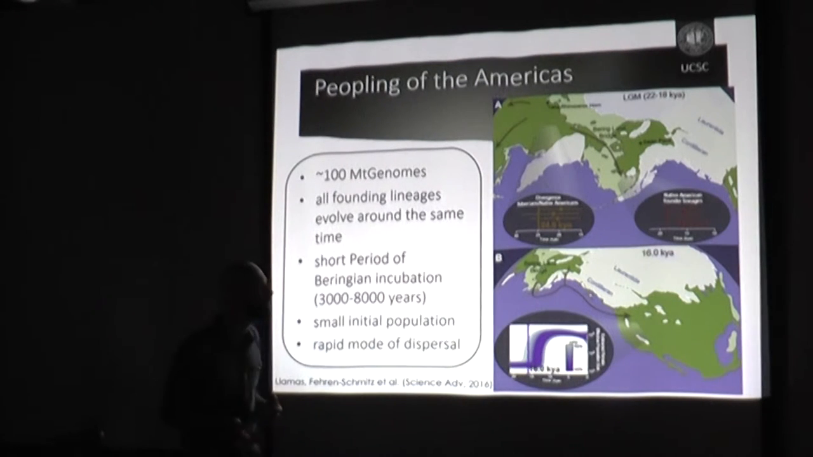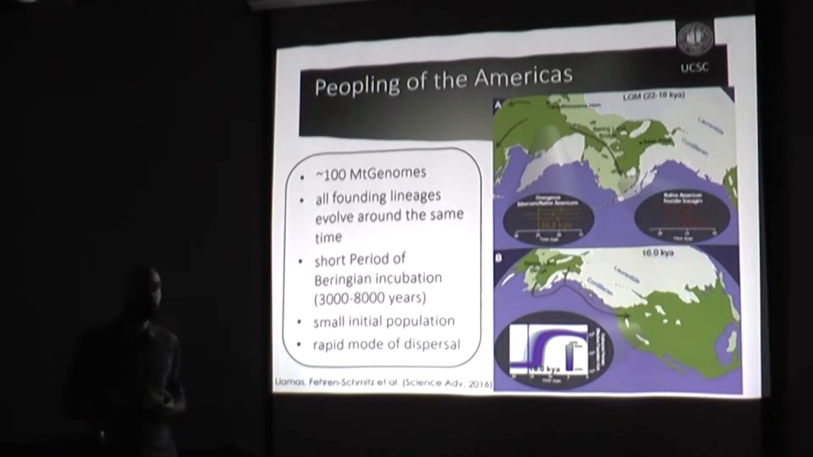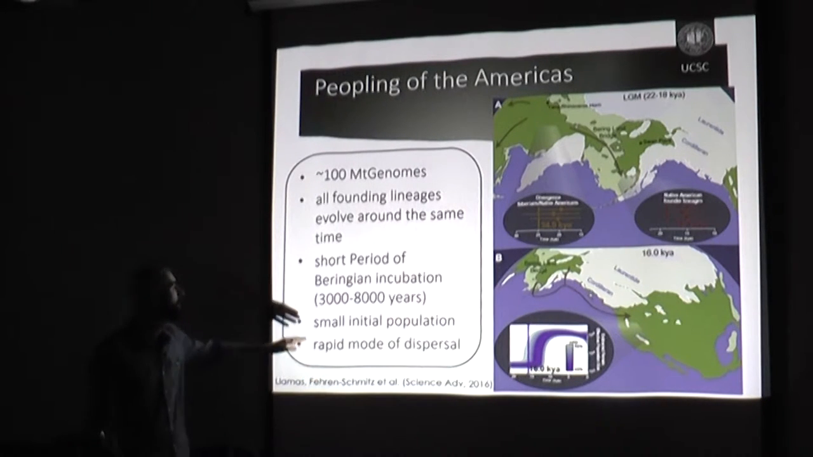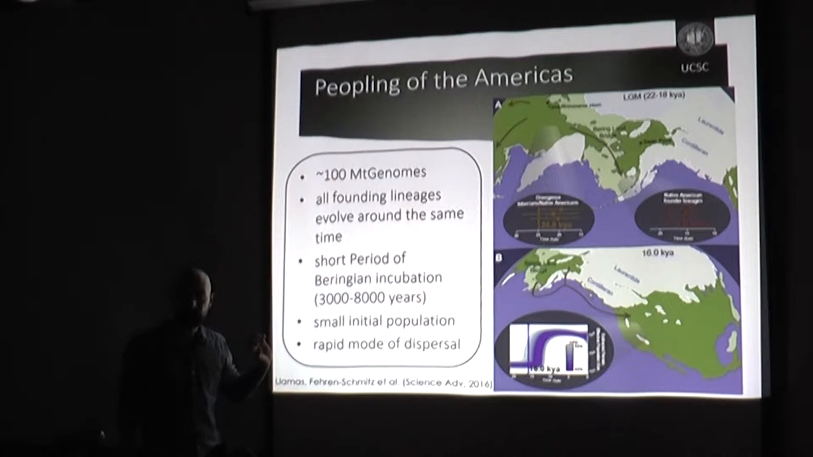Before, the time range of that event was estimated between 20,000 and 30,000 years, which is a very long time period. What we figured out, and in parallel another group from Copenhagen looking at another quality of DNA, is that this event actually didn't take that long, and that we can narrow it down to a period of 3,000 to 8,000 years.